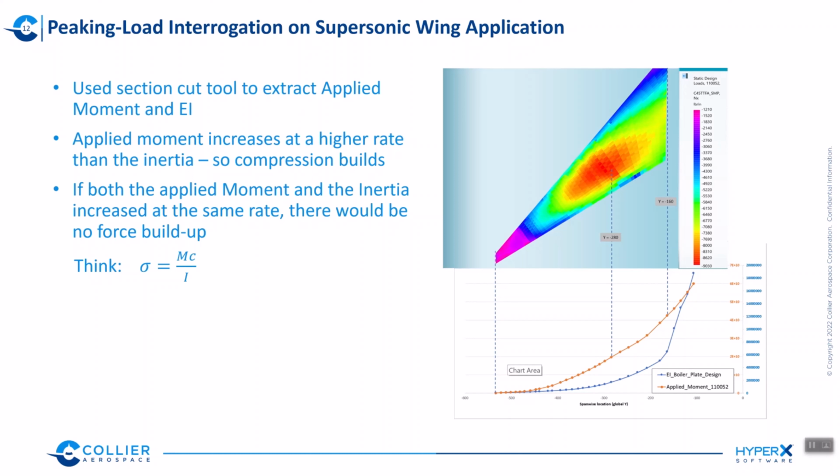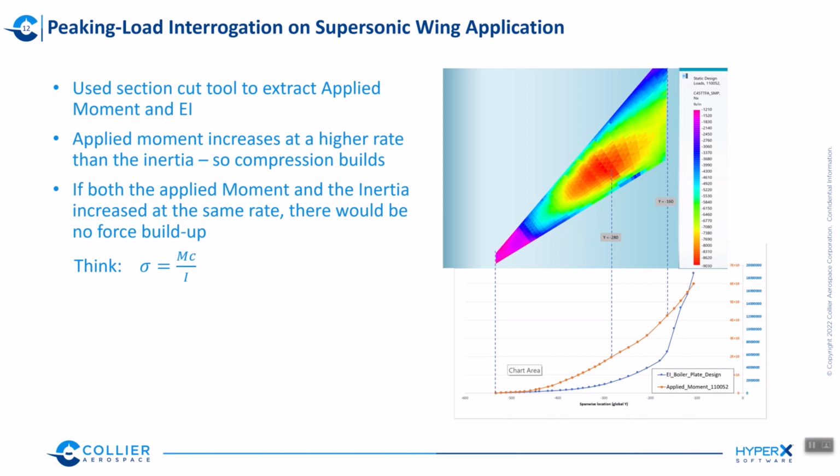What the engineer was able to do was use our section cut tool to take incremental cuts along the length of the wing, just like we did in the example, by plotting the applied moment and the corresponding stiffness on the same plot against the spanwise direction. You're able to see that the slope of the applied moment, this orange line here, is increasing at a higher rate than the slope of the stiffness line, the blue line here, and that's particularly happening in the middle of the bay. So when that happens, the compression within the wing is building up.